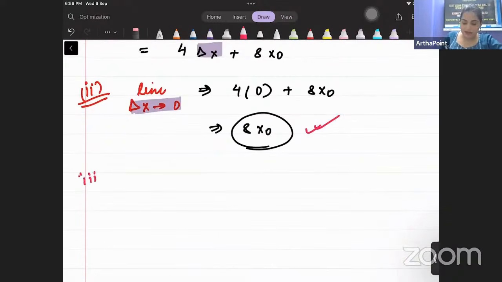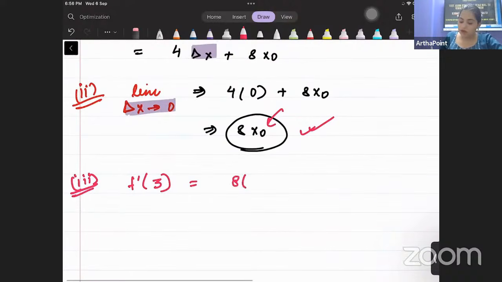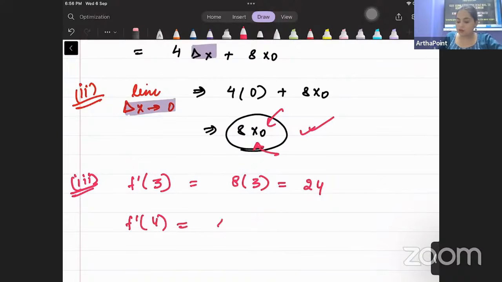Third and last part beta, it says find the derivative when the value of x is 3. So beta, put 3 in place of x, it will be 24. Find the value of derivative when x is 4. Put 4 in place of x. So this is 32. This is how you can go ahead and find the derivatives.